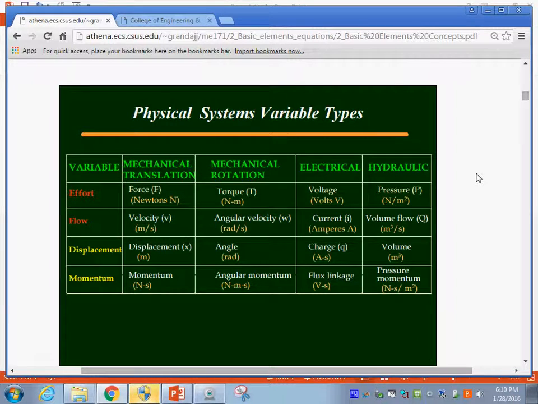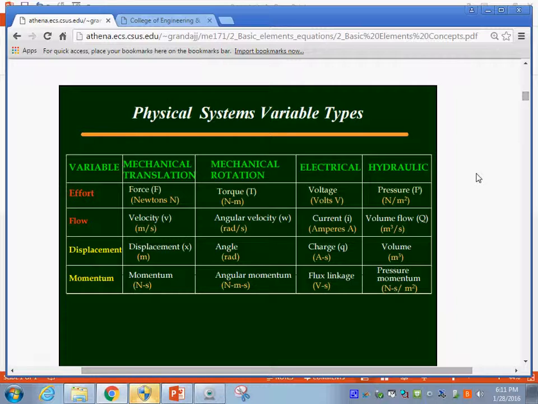If we talk about a flow in an electrical system, it's measured in... Thank you. It's measured in... the velocity is measured in meters per second. The displacement in meters, the angle in radians, the charge, and so on.